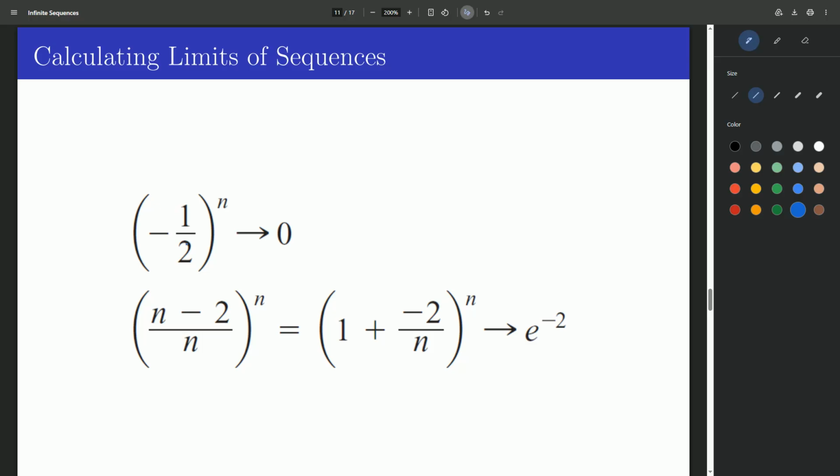Like this one, minus 1/2 has absolute value less than 1. Then if we take that to the nth power, the sequence approaches 0, or it converges to 0. Second one, we can write 1 plus minus 2 over n. In this case, a is minus 2, b is 1, c is 0, and e to the a times b is e to the minus 2.